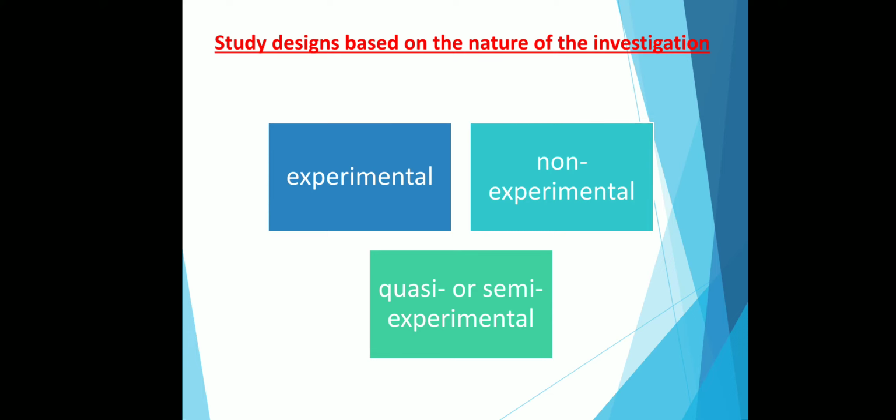The next way is study design based on the nature of investigation. Here there are three types. First is experimental, then non-experimental and quasi-experimental. So first is experimental research design. Experimental research designs typically involve manipulation of variables and random assignment of participants to condition. Here in experimental design, it has strict standards for control within the research design and for establishing validity. It provides evidence for cause and effect relationship because of their ability to determine causation.